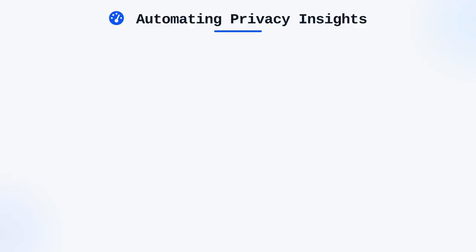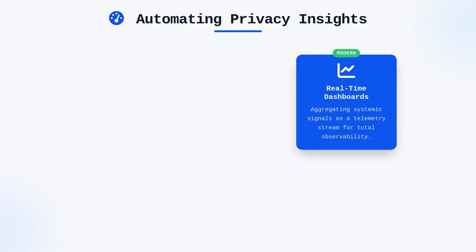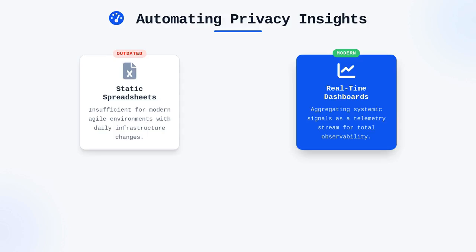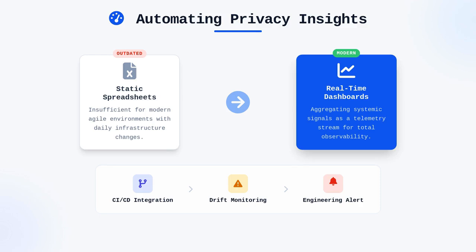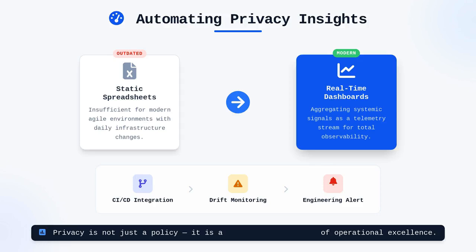Finally, you should move toward automating these insights using real-time risk dashboards that aggregate systemic signals. A static spreadsheet is insufficient for modern agile environments where infrastructure changes daily. Integrate your risk measurement tools with your CI/CD pipelines to monitor for drift against your predefined risk thresholds. When a code deployment introduces a new data flow that exceeds an established loss expectancy limit, the system should trigger an immediate alert for engineering intervention. This approach treats privacy risk as a telemetry stream, essentially making it a first-class citizen of your observability stack. By viewing risk through this mathematical lens, you ensure that privacy is not just a policy requirement, but a measurable component of your operational excellence.